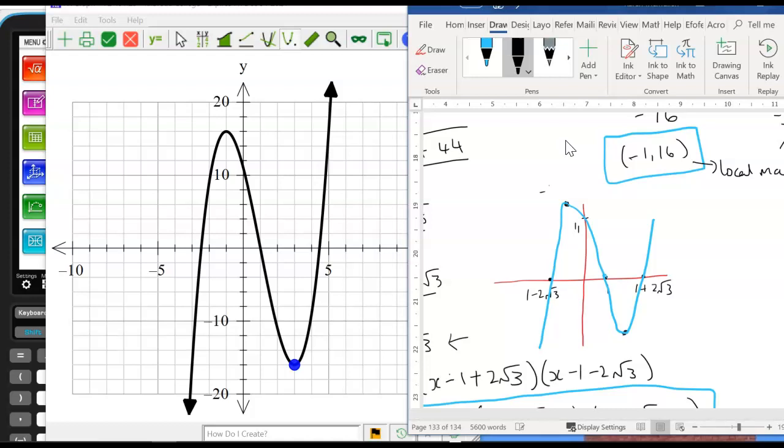Okay, so we've got negative 1, 16 and negative 3, negative 16. And this point here was 1, 2 root 3. Okay, so we need to use all those points for the next part.